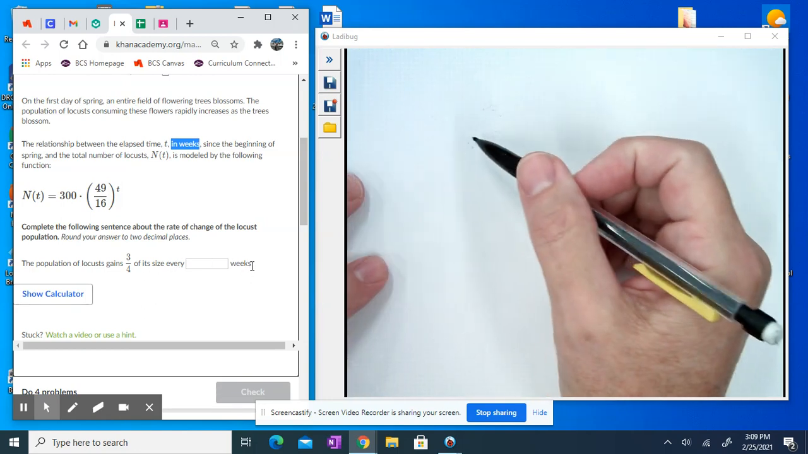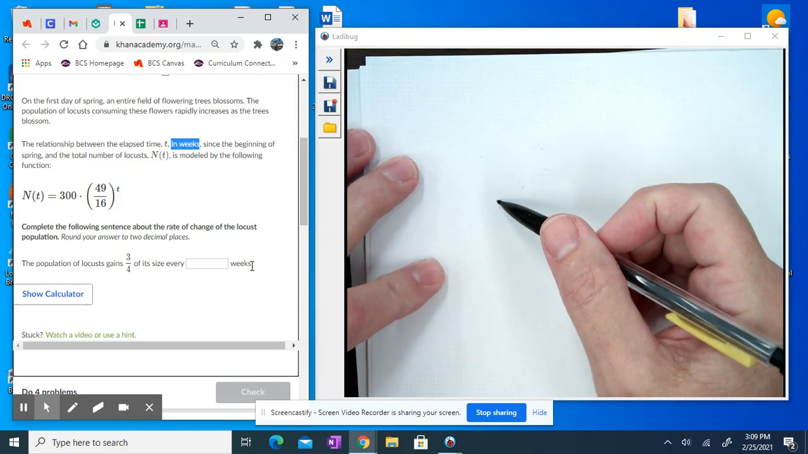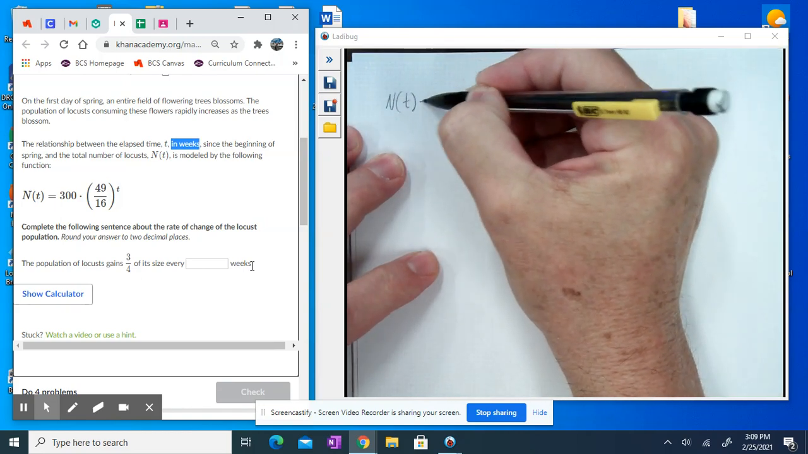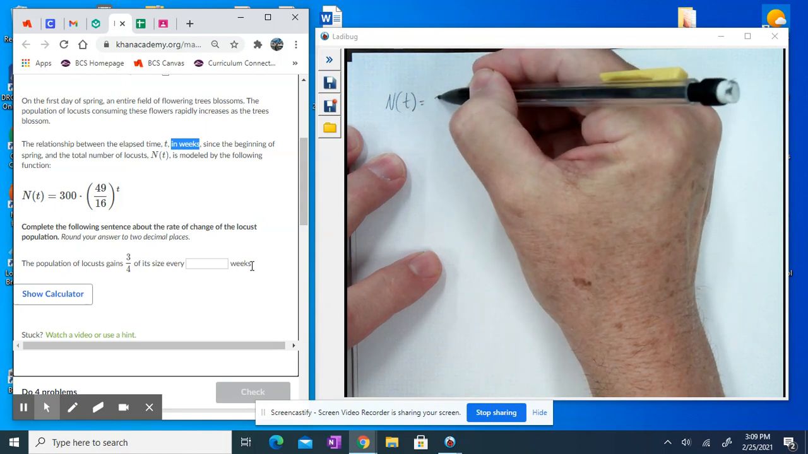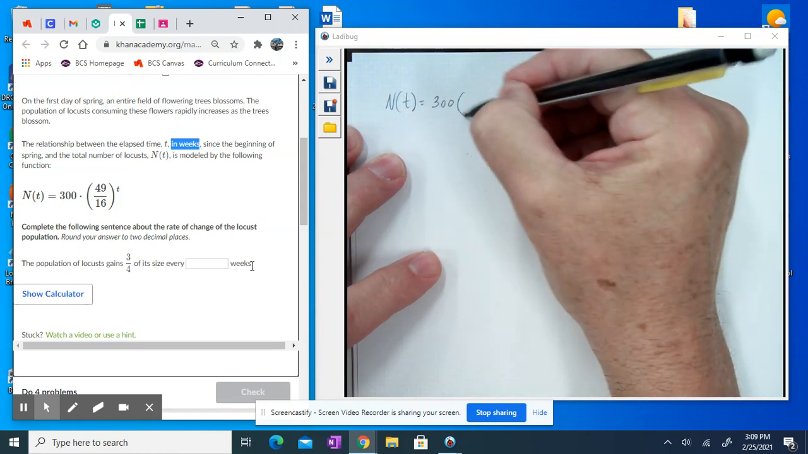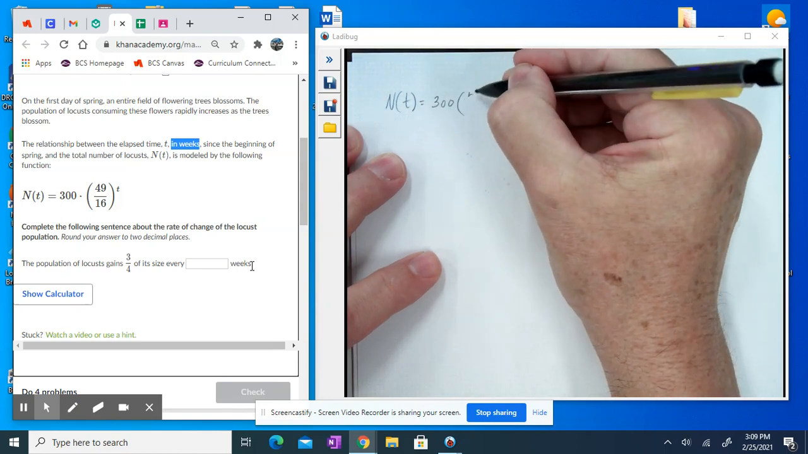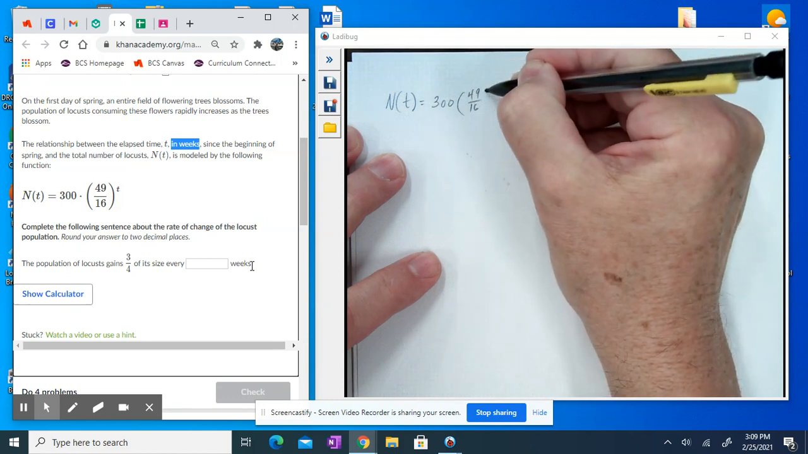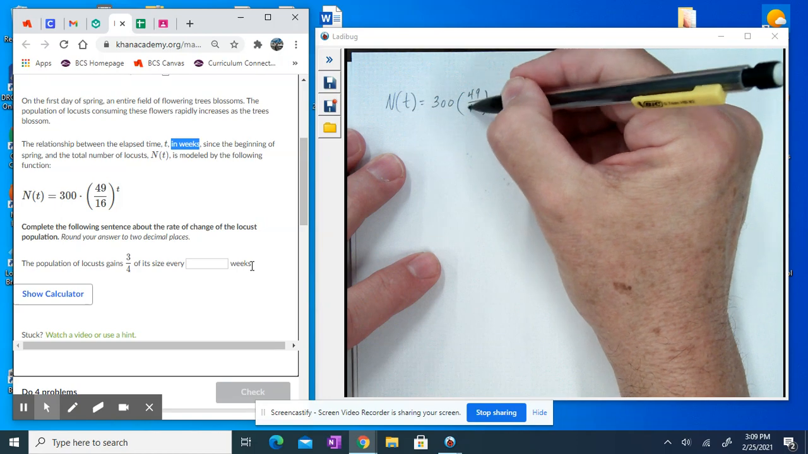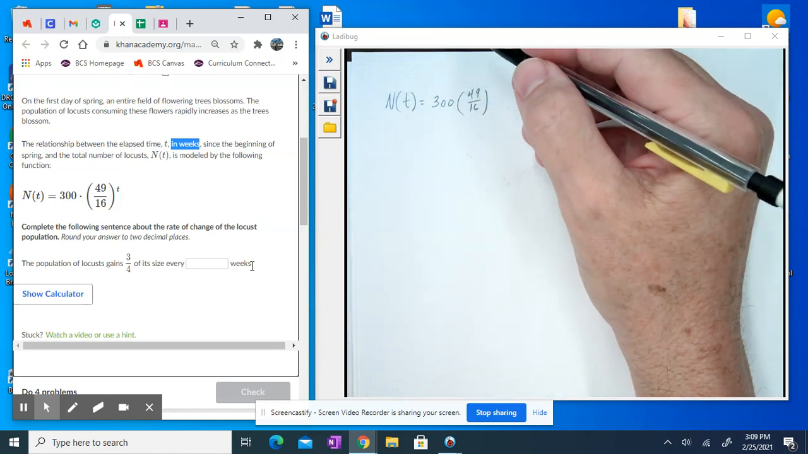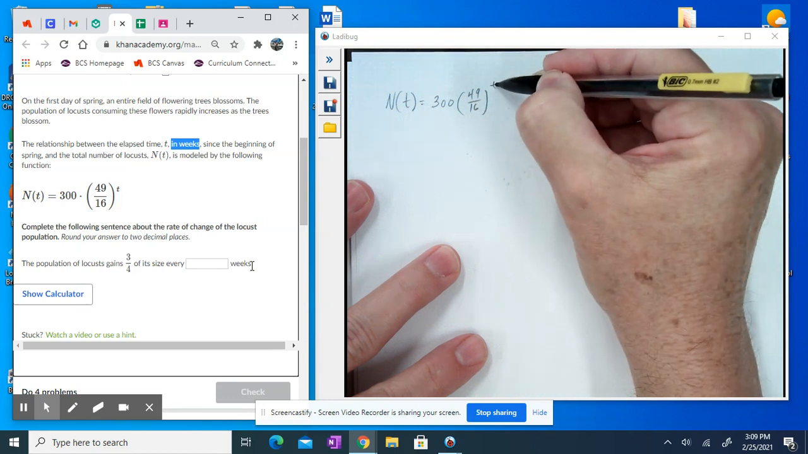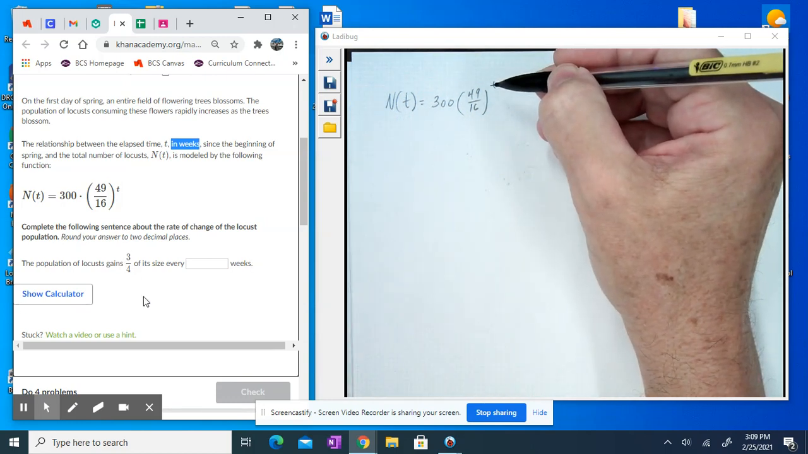All right, so here's the idea. We have the function n of t equals 300. So originally there's like 300 locusts, right? And this is a growth rate. Because the value of this fraction is bigger than 1, we know that the population of locusts is growing. It wants it as 3/4.